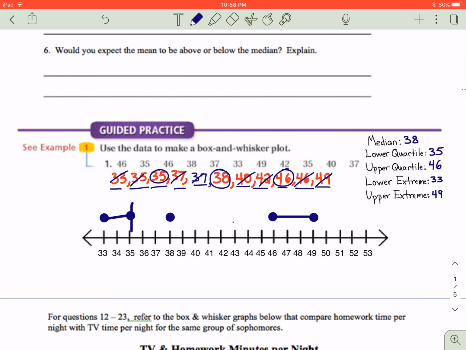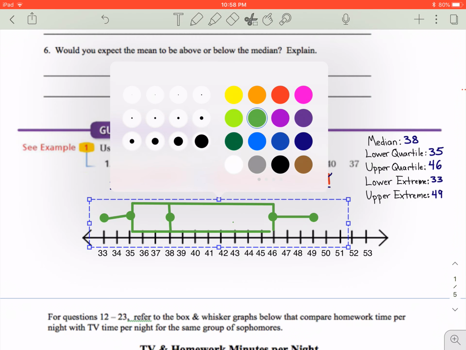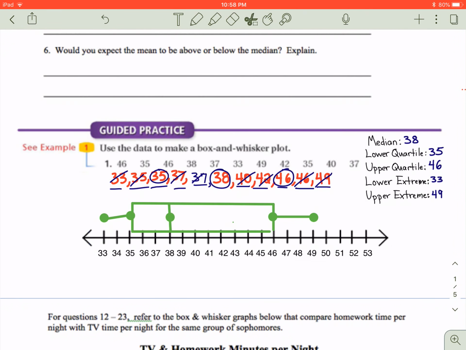Then I'll draw a box with these two. And then I'll have a line going straight down the middle of that one right there. And that is the box and whisker plot for that. Now I'll change the color so you guys can see a little bit better. So there is the box and whisker plot for that example number 1.